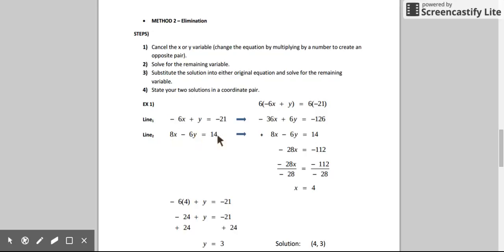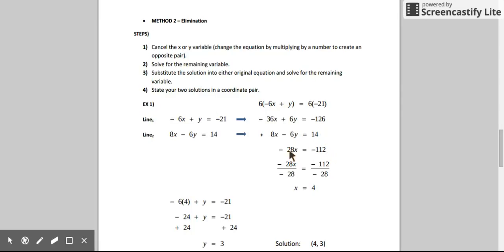So rewrite that second equation right underneath it. And we're going to line up all of our terms with like terms. So x's on top of x's, y's on top of y's, and numbers on top of numbers. And then we're going to combine, which means add. So negative 36x and positive 8x combine to give us negative 28x. Positive 6y and negative 6y cancel. That's what we wanted to happen. And negative 126 and positive 14 combine to make negative 112.